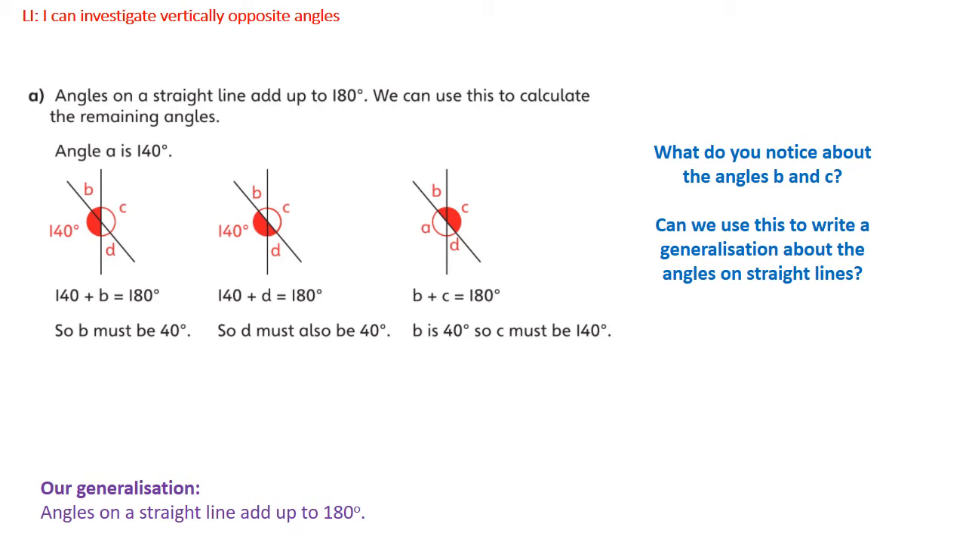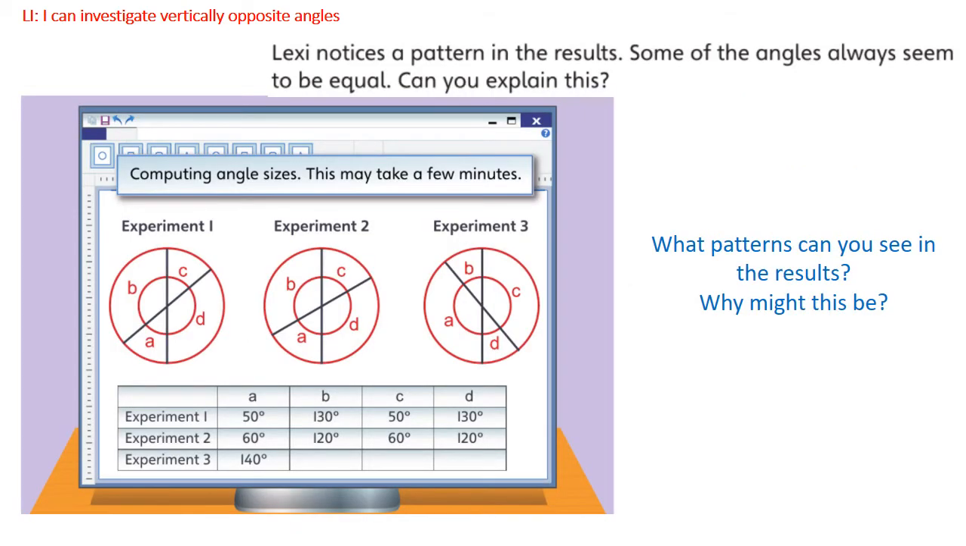So what generalization could we use here to help us? We could state angles on a straight line add up to 180 degrees. So Lexi notices a pattern in the results. Some of the angles always seem to be equal. Can you explain this? So let's look at experiment 1.